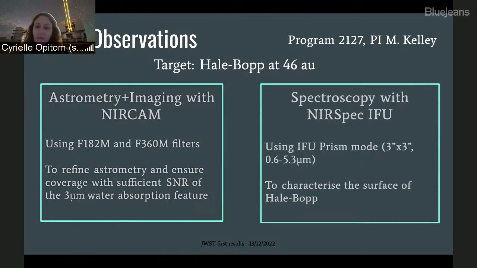Then the second time, after refining the orbit, observation with the NIRSpec IFU using the prism mode to cover a very large range of wavelength from 0.6 to 5.3 microns. And the goal of these observations was really to characterize the surface of Comet Hale-Bopp.